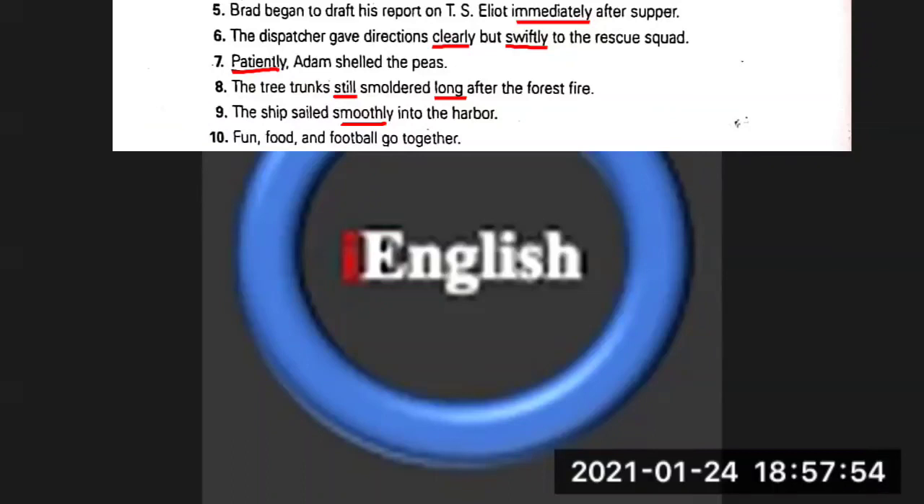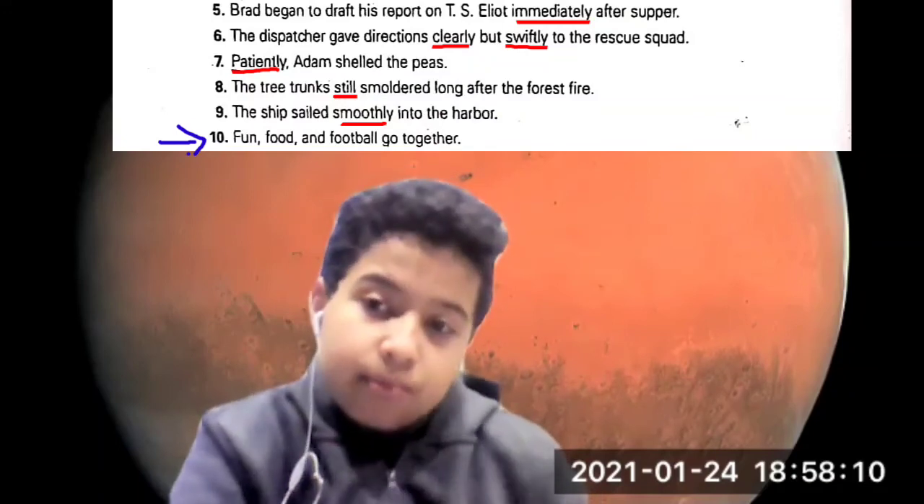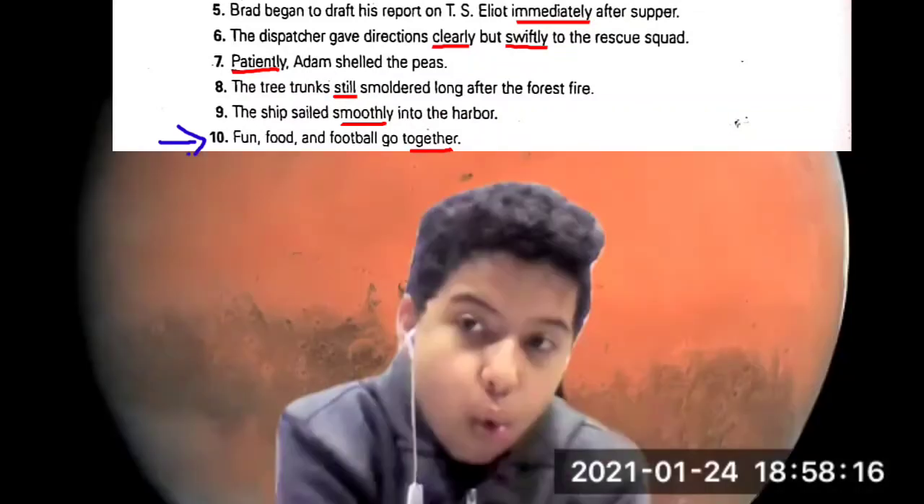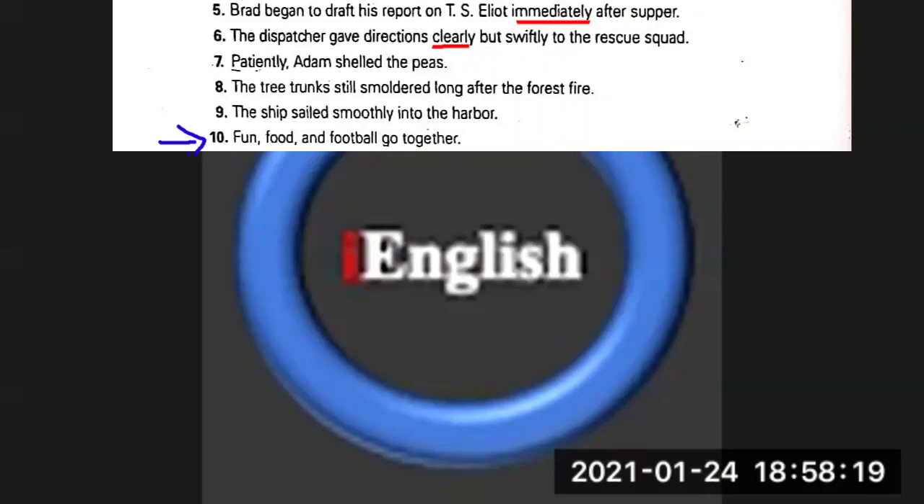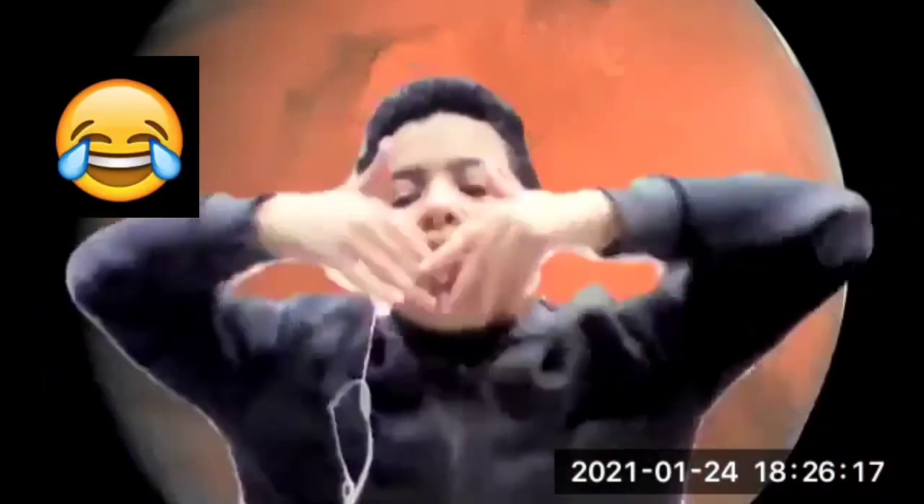Question 10. Fun, food, and football go together. Together is an adverb. It describes or modifies the verb go. Thank you very much. This is enough. We'll stop here at 11. Here, I can read the example. Are you opening the book or making pizza? Breathe how? Breathe deeply.